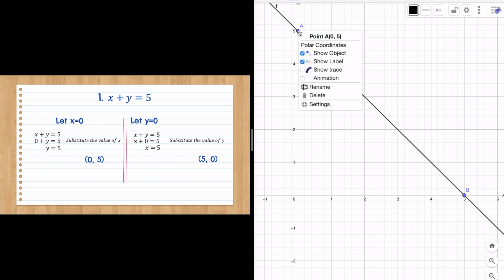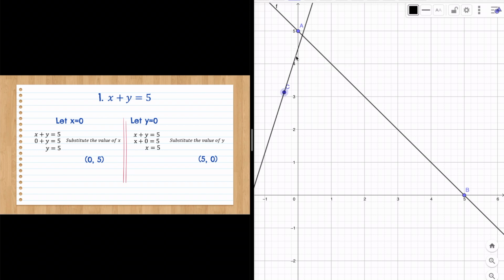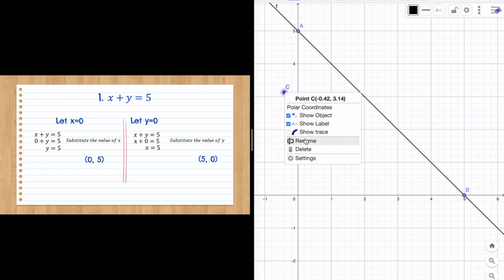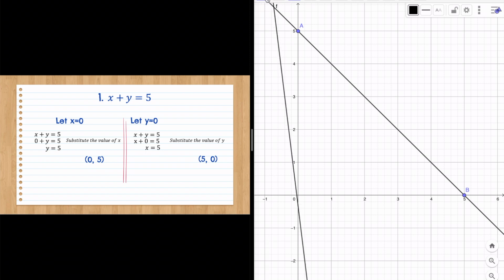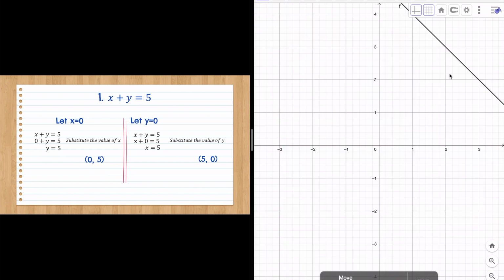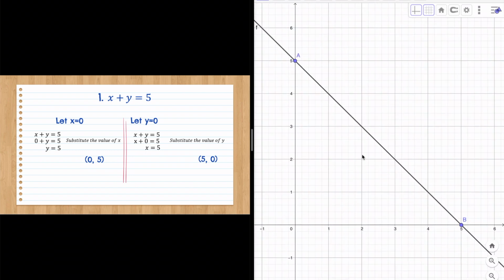And then, you may also name it. Pwedeng point A, pwedeng point B. It's up to you. Bawal lang na same same name. So ito, this is point A, nandito siya. Ito, this is point B, then connect the 2 points. Kaya nga siya using X and Y intercepts.